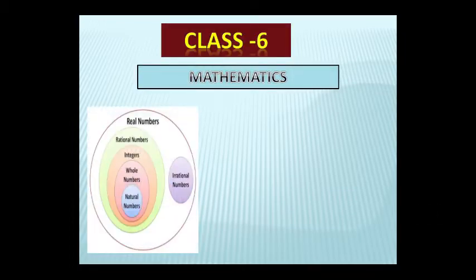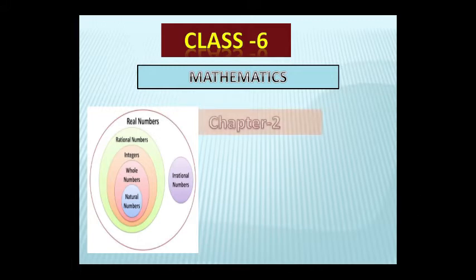See this picture. You can observe so many types of numbers here: real number, rational number, integer, whole number, natural number, irrational number. These are the types of numbers. I hope you already studied natural number. What do you mean by natural number? Yes, counting numbers are called natural numbers. What do you mean by whole number? Yes, natural numbers including 0 are called whole numbers.